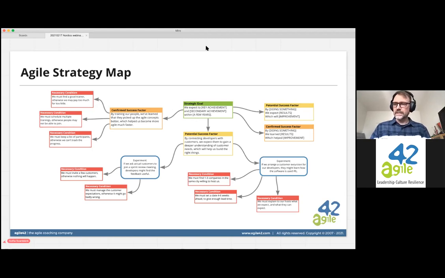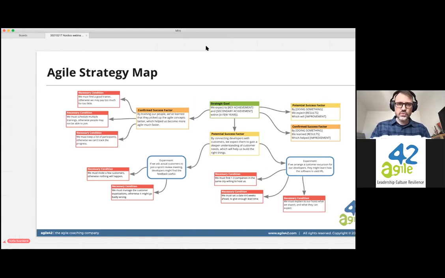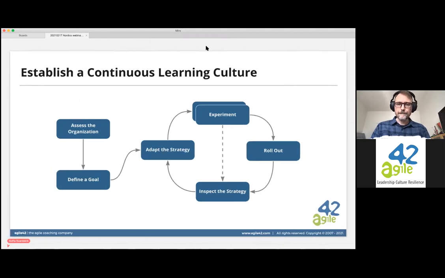And that's how we define and also how we adapt the strategy. Now the question is, if you remember, let's zoom back to here. We have looked at various ways of assessing. We have looked now at the strategy map, which is a way of defining the goal, and we can adapt this. What happens next?